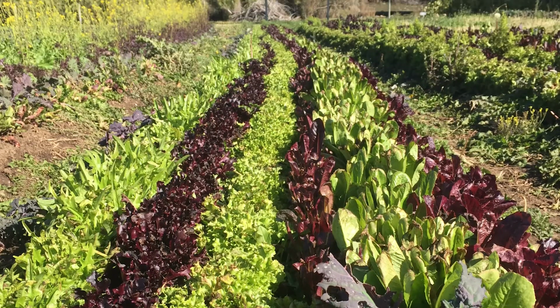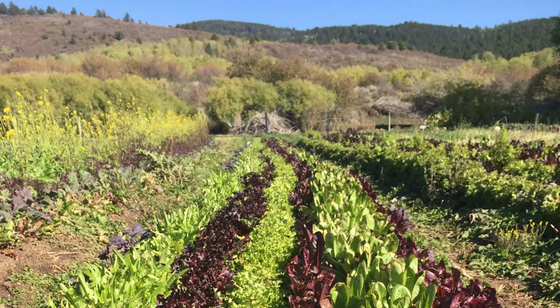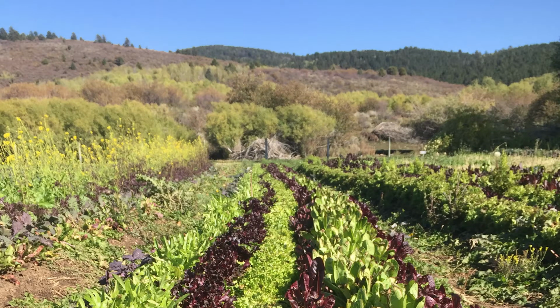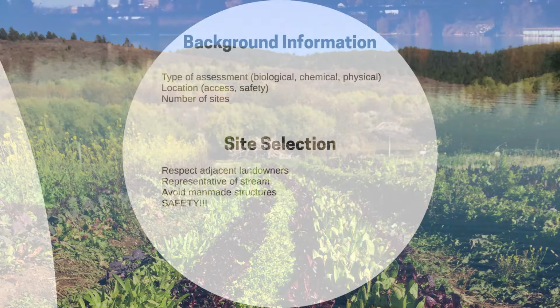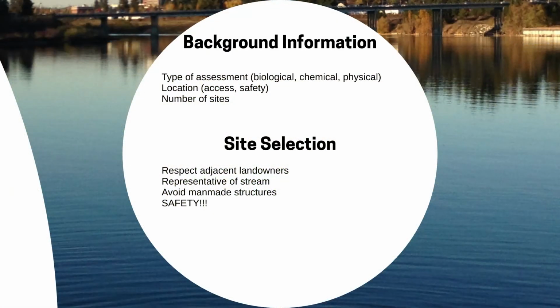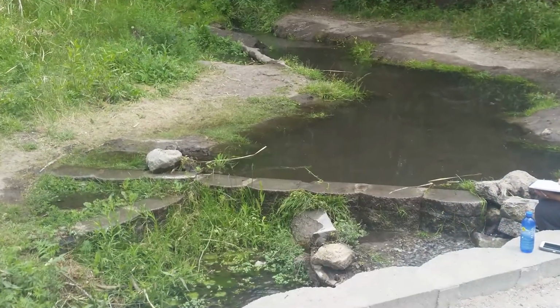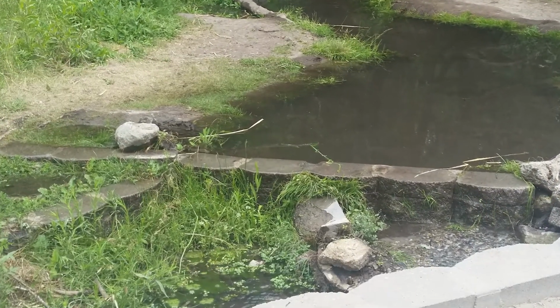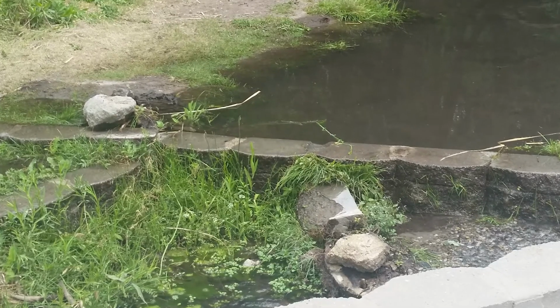Even if we don't fully agree with some practices, they are sometimes part of juggling the demands of agriculture in the modern world. Your site selection should be as representative of the stream as possible. Now, streams change in their nature along their length.